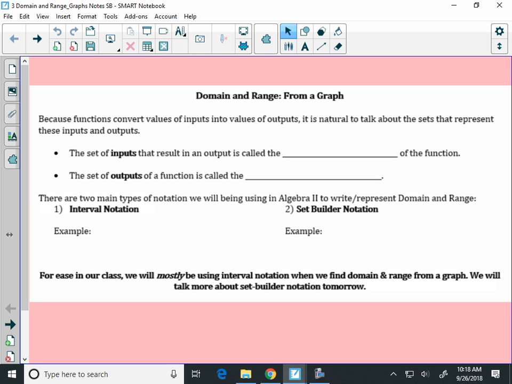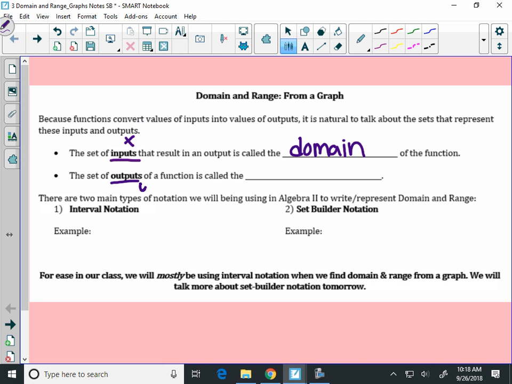So the definitions of domain and range are as follows. The set of inputs, the things that go into a function, those are your x values, that's called the domain of a function. The set of outputs, which is your answers or the y values, are called the range. Okay, so the x's or the inputs are the domain, the y's or the outputs are the range.